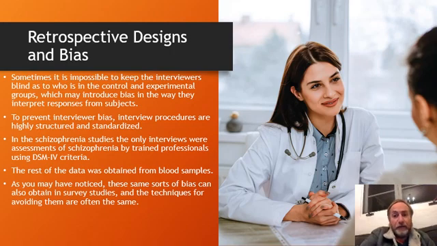You can also have interviewer bias. Obviously you want a double-blind study, so even the subjects don't know if they're experimental or control, and ideally the researchers don't know either, but sometimes it's impossible to keep the interviewers totally in the dark. When they are aware of some of these details, it can introduce bias, so you have to have very standardized interview procedures. In this study, it seems like they did. The only interviews involved were the assessments of schizophrenia, done by trained professionals using standardized criteria. The data for the genetic mutations was obtained from blood samples. So it doesn't seem like too much chance of interviewer bias in this case.